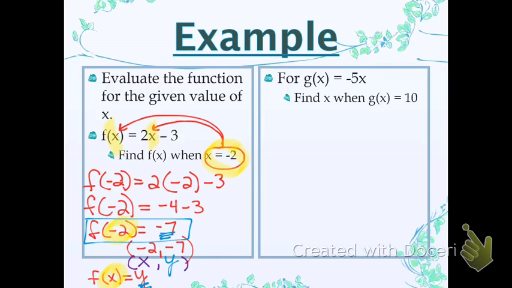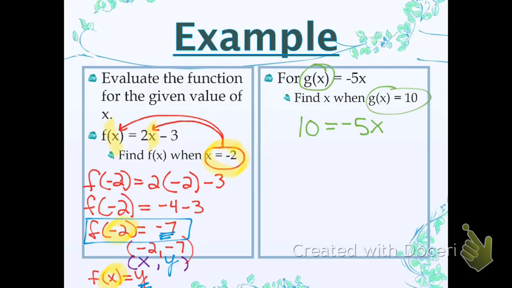The second question is asking us to do something similar, but in a slightly different order. They're saying for the function g of x equals negative 5x, find x when g of x equals 10. So this time it's not x equals 10. We're not plugging in the 10 for x. It's g of x equals 10, so we're plugging in the 10 for the g of x. Instead of g of x, we're writing a 10, and the other side is staying the same. There's no g of x on that side, so we're not plugging in a 10 on that side.